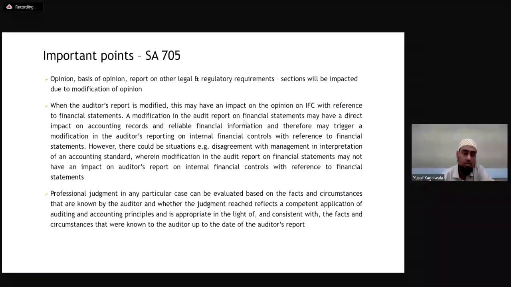So each and every opinion which the auditor is giving should be backed by sufficient facts and circumstances known to the auditor, even up to the date of the auditor's report. Subsequent events also we are checking. If based on subsequent events the auditor feels that his opinion should change, he should change it. And the judgment reached should be fair, in compliance with the application of auditing and accounting principles, and the financial statements correctly disclosed. If anything negative is there, a proper modification or EOM should be given.